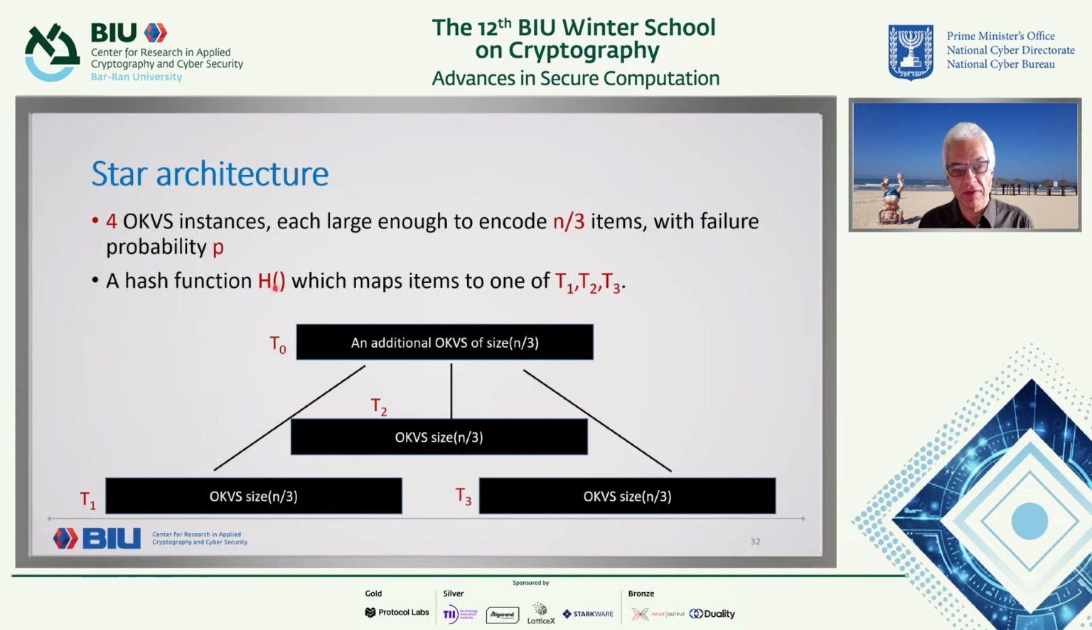And so we're going to have a hash function which maps an item to one of these T1, T2, T3, these 3 tables on the bottom, not to the one on top. Okay, and each one can store 1/3 of the items.